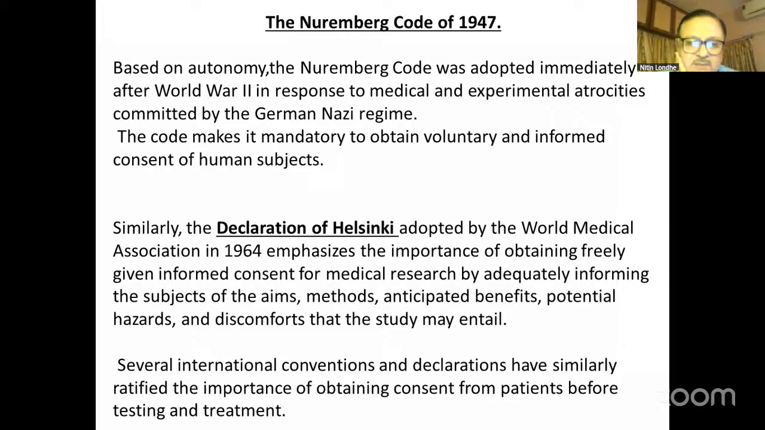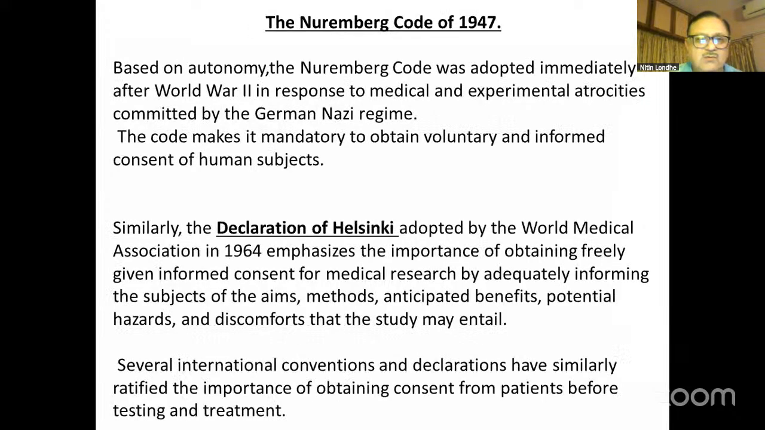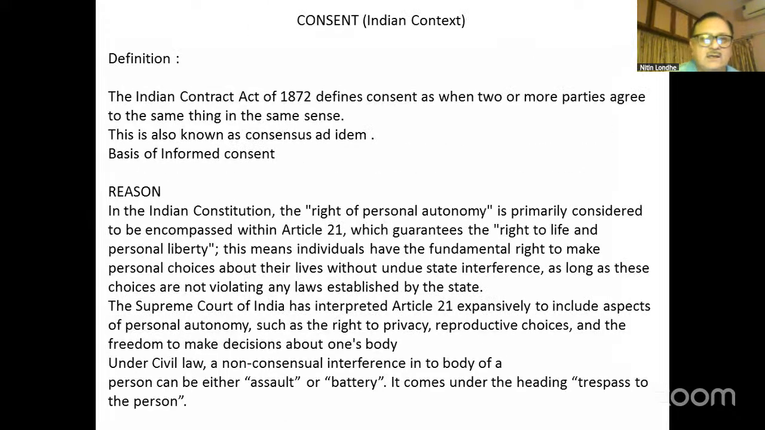And then, of course, subsequently, various other international conventions and declarations came up, and that made consent mandatory to the procedure itself. Now, having said this, how does the Indian scenario look at consent?